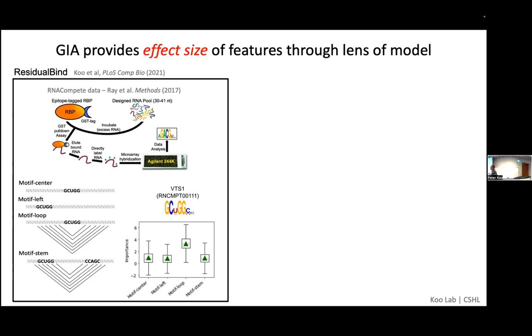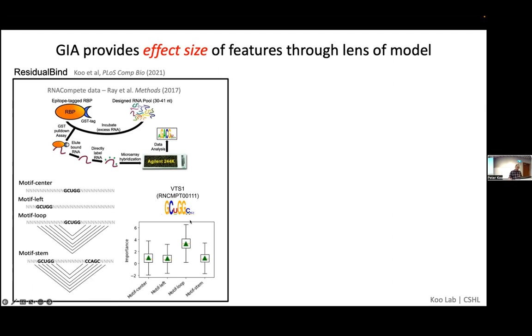So we performed a GIA experiment where we embedded that VTS1 motif in random RNA sequences in different locations, and also in RNA sequences that were designed with a hairpin loop. And you can see here that the model's prediction when the motif is inside the loop jumps up quite significantly.